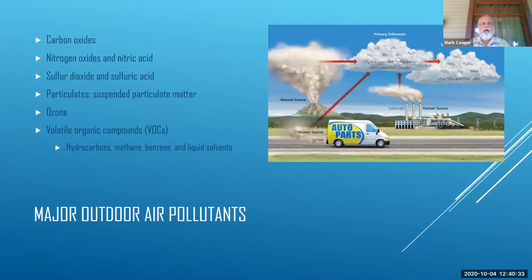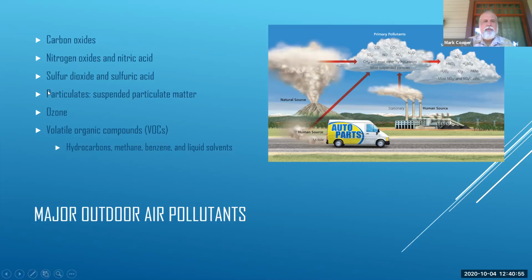Okay. Major outdoor pollutants, carbon oxides like carbon dioxide, nitric oxides, and nitric acids. I mean, I could read all these to you, but you can see some of the things. Now you notice ozone down here, so maybe we want to talk about ozone. Particulates would be little pieces of matter. Fires would be putting those off right now. You can see the ash in the air.